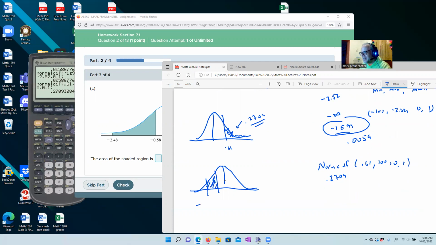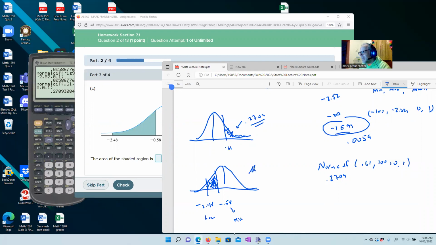It's all they want: negative 2.48 to negative 0.58. So that's all they want. My low number and my high number, they give it to us. This used to be a tough problem, but not for you guys. You're a little bit better, a little bit more advanced now.